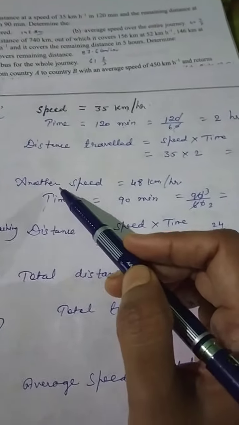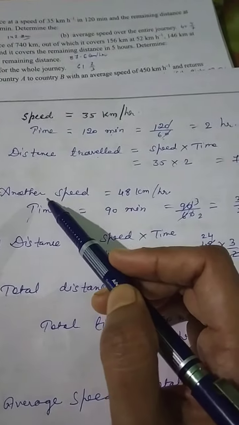Now another speed is given for the remaining distance, that is 48 km per hour, and the time is also given, 90 minutes. So we will change this minute into hour again by dividing by 60. So 3 by 2 hour. Now again the remaining distance will be speed into time. So speed 48 and time 3 by 2 hour. If you cancel this, we will get 24 into 3, that is 72 km. For the first half of the journey 70 km and the second 72 km. Total distance will be what? This plus this, 70 plus 72 will be equal to 142 km.